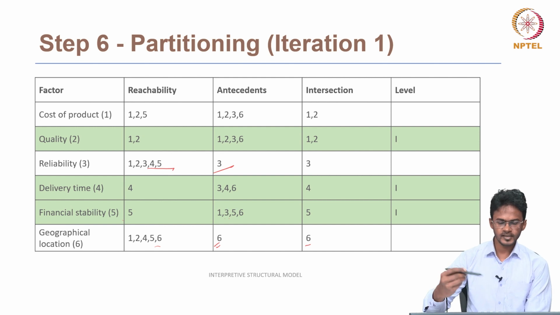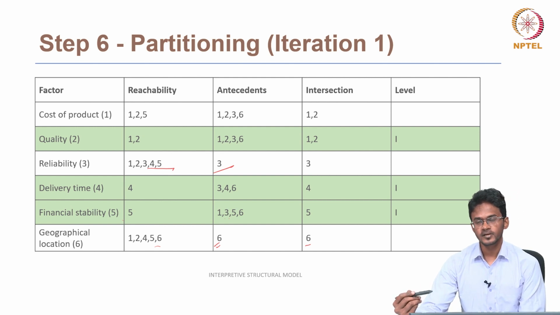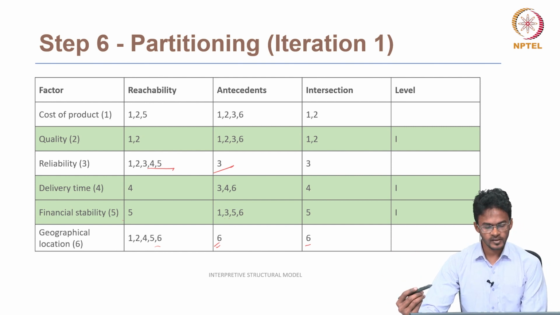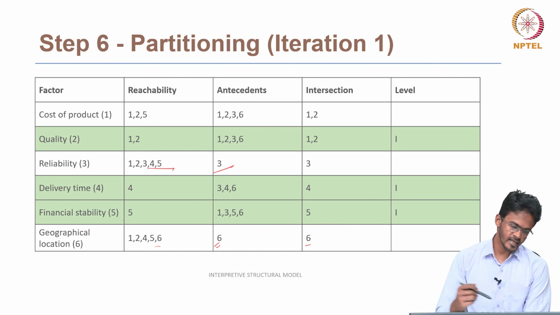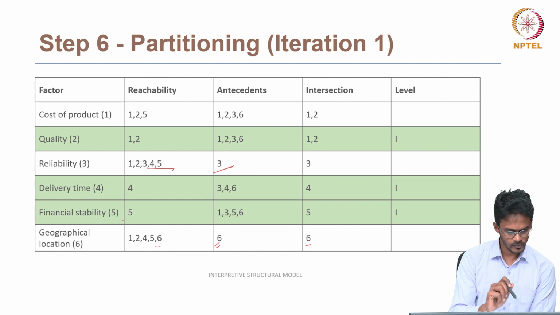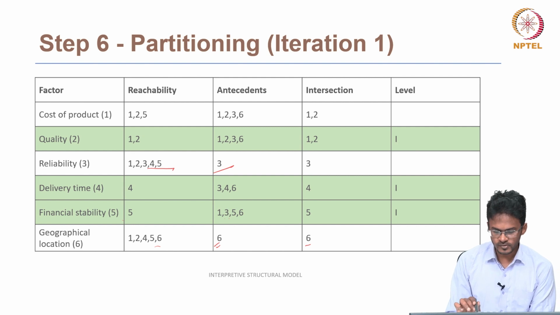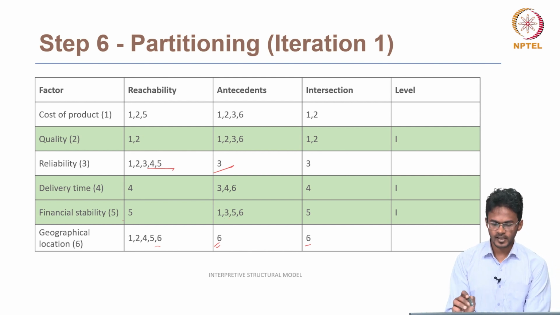Then, after finding the reachability, antecedents and intersection, we have to find the level of each factor. So, we can give the level if the reachability and intersection are same. If we take the first factor, cost of product, the reachability is 1, 2, 5 and intersection is 1, 2. Both are not same, and hence we will skip this factor.